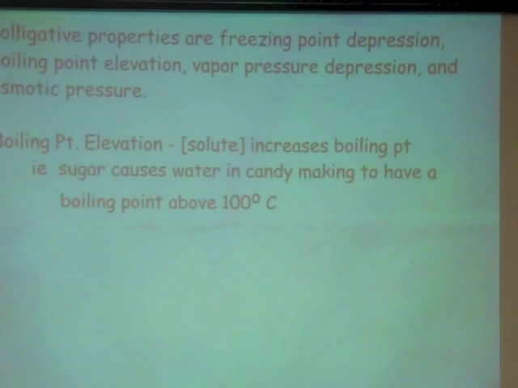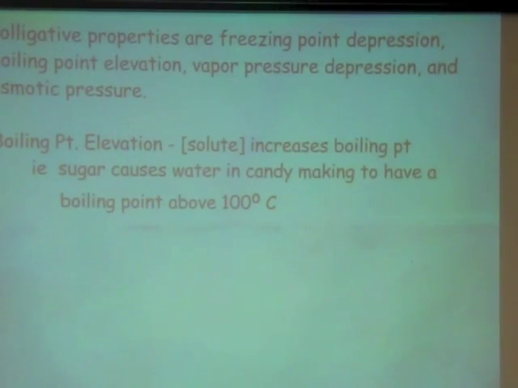So, a solvent will boil at a higher temperature. Okay, so it takes more energy to boil a solvent if there is solute there, if there's something dissolved in the solvent. And again, it does not matter what the nature of the solute is.